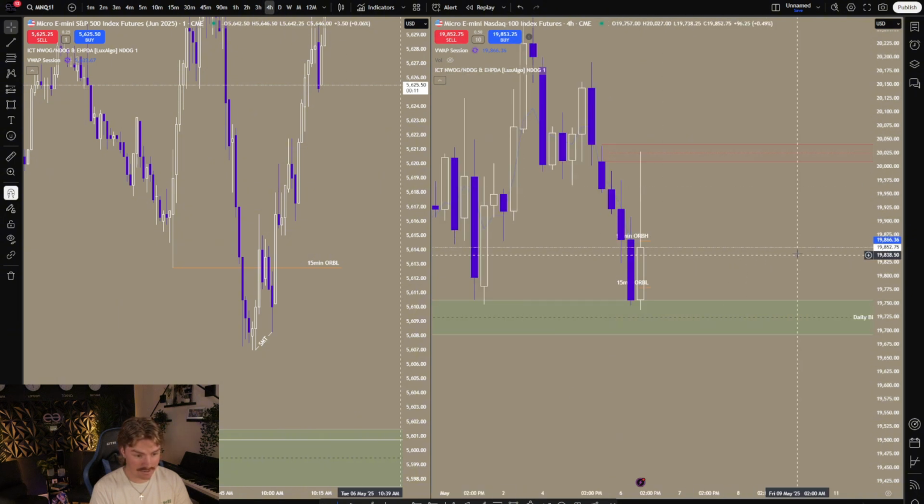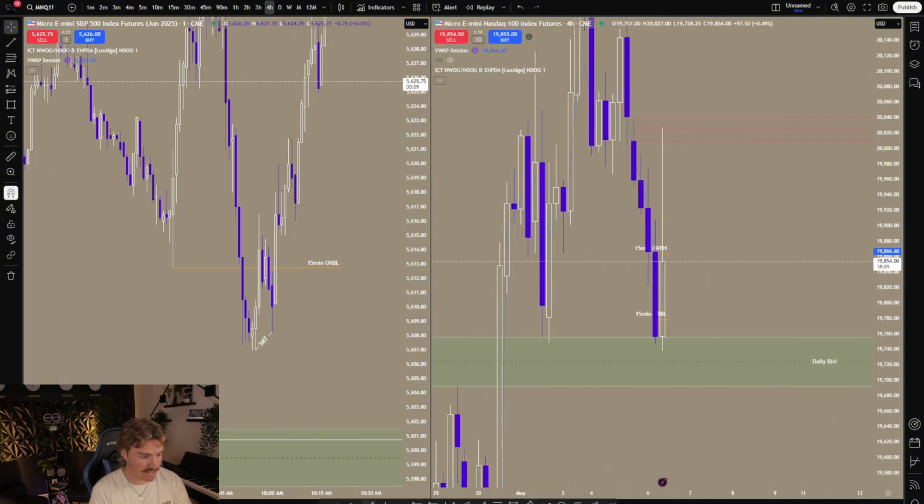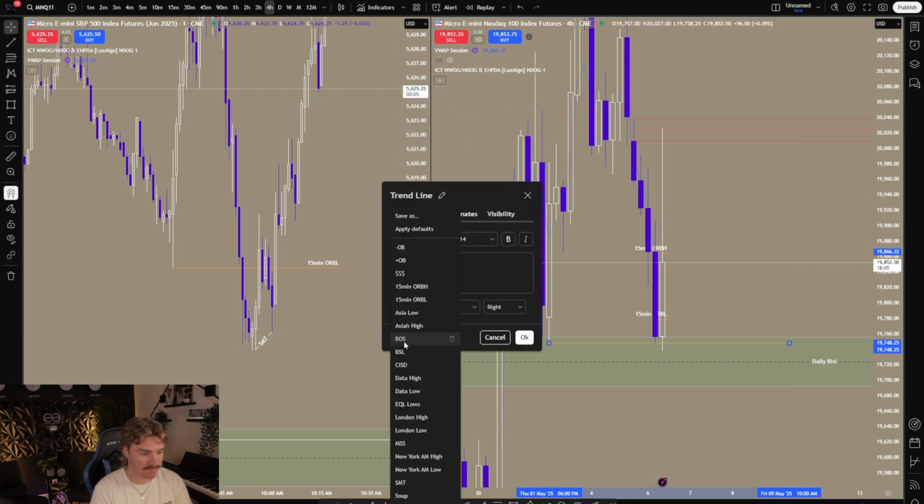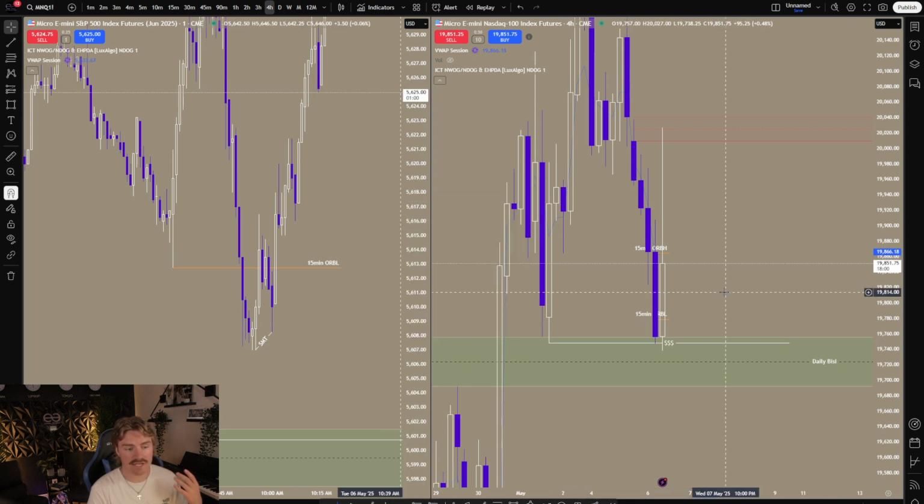The other thing I noticed is that we came down and we swept a 4-hour swing low. So this was external liquidity going into a higher time frame fair value gap. So my whole idea for the trade is external to internal liquidity, right?